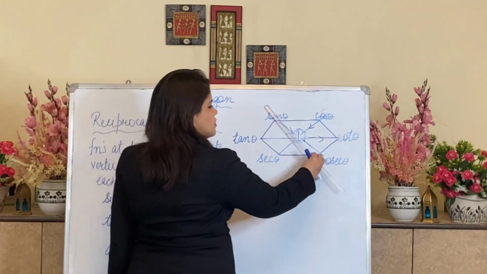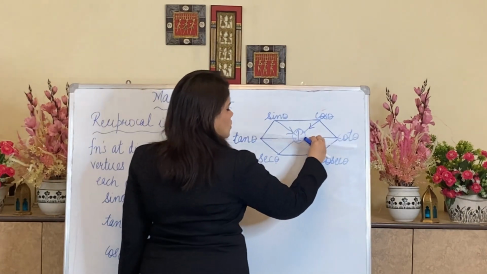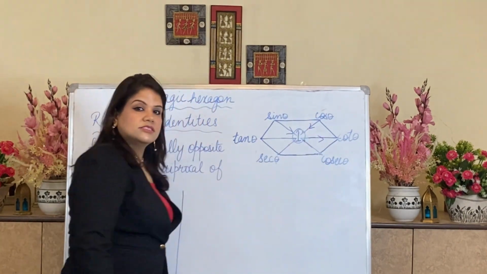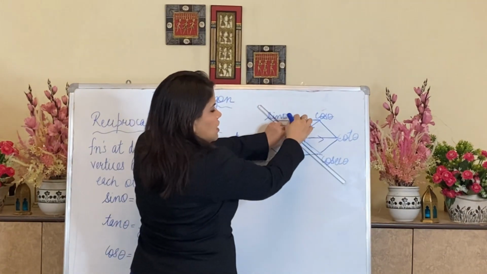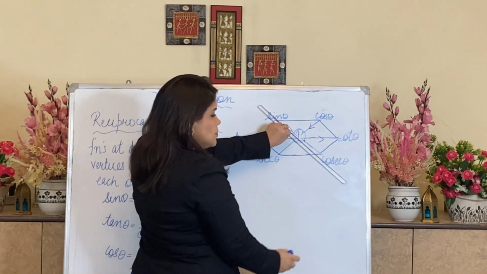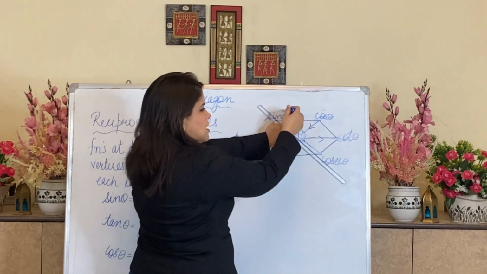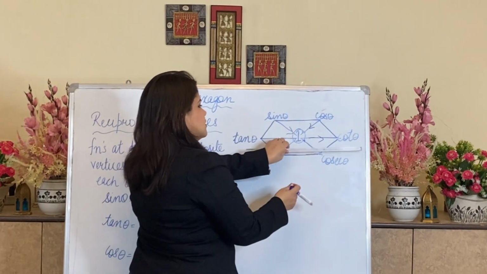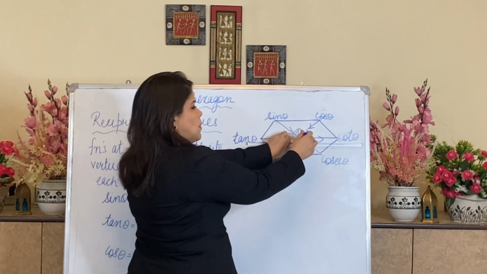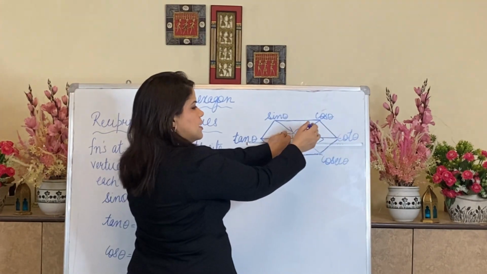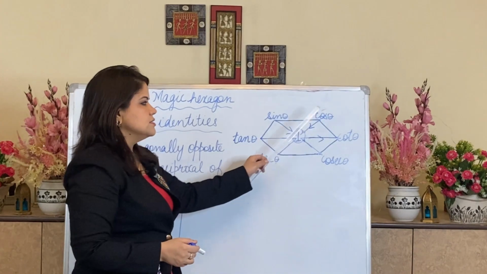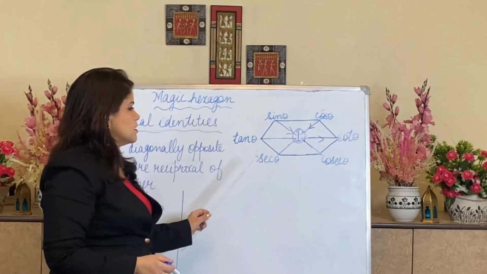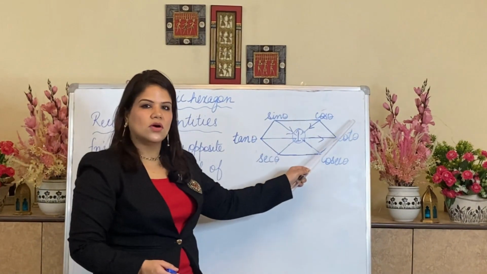So there are three diagonals, 1, 2 and 3. And this follows vice versa. I will go: sine theta is equal to 1 by cosecant theta, and cosecant theta is 1 by sine theta. Same way, tan theta is 1 by cot theta, and cot theta is 1 by tan theta. Same way here, cos theta is 1 by secant theta, and secant theta is 1 by cos theta.